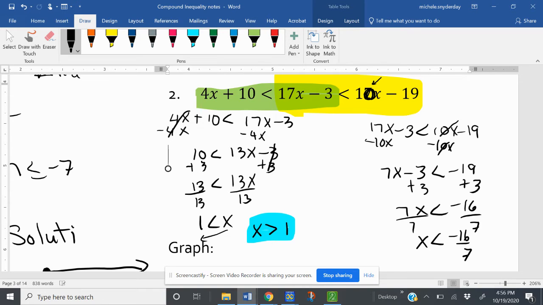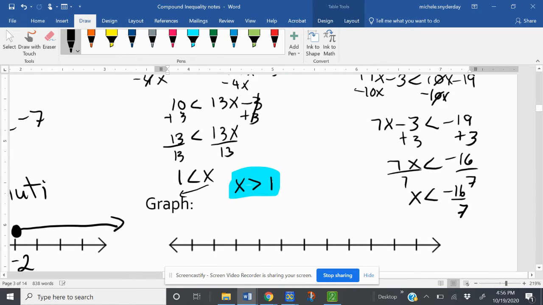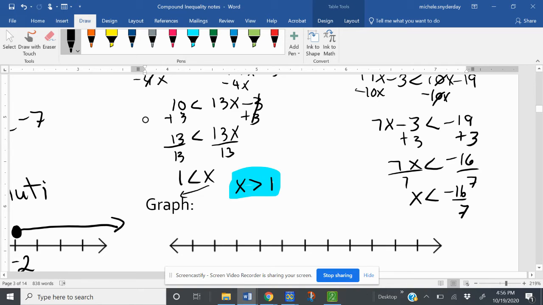Now I find 16 sevenths a little hard to graph, so I'm going to go ahead and get a mixed number out of this, and this would be x is less than negative 2 and 2 sevenths. That gives me a better idea of how to graph these two inequalities. So this is my second one I'll graph on the number line, and let's see what happens.